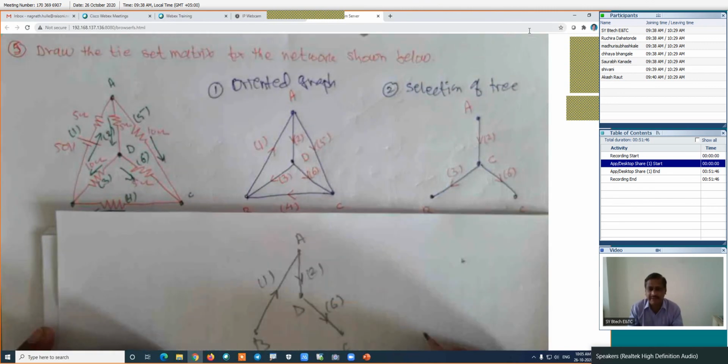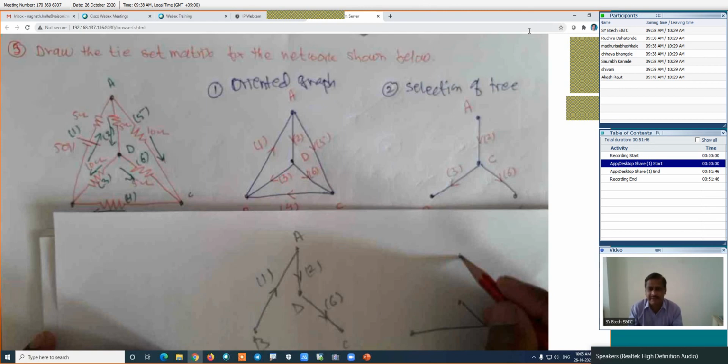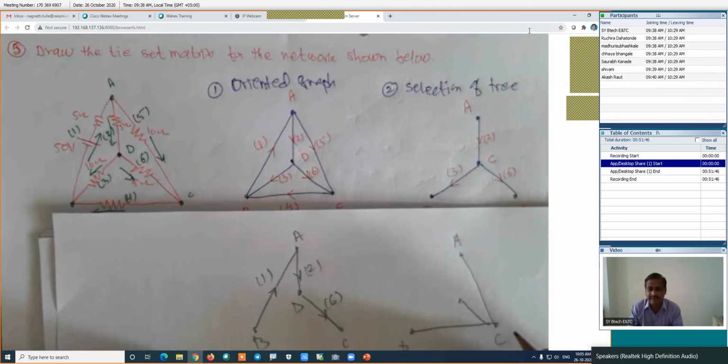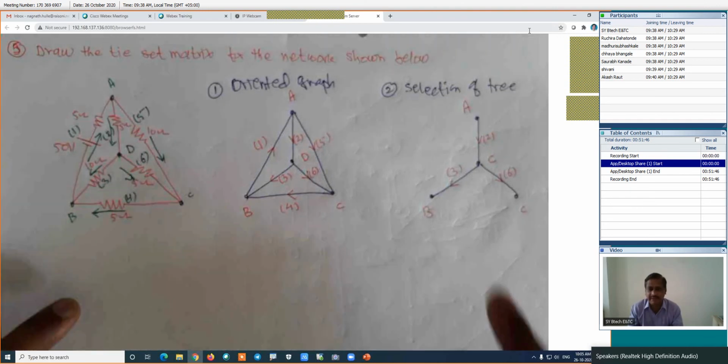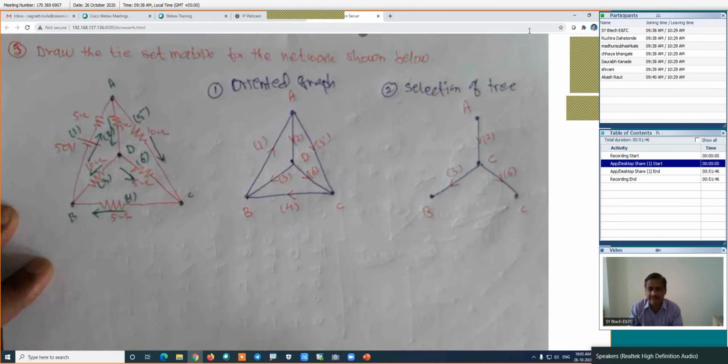Here it is A, this is B, this is C, and this is D. In this particular case, this may be the first branch, second branch, and third branch. Maybe something like this, this is another tree. This is A, B, C, and D. There are many trees. Select any one tree first. The first point in this particular case is to select any tree. If it is given, select the given tree. This is the tree.